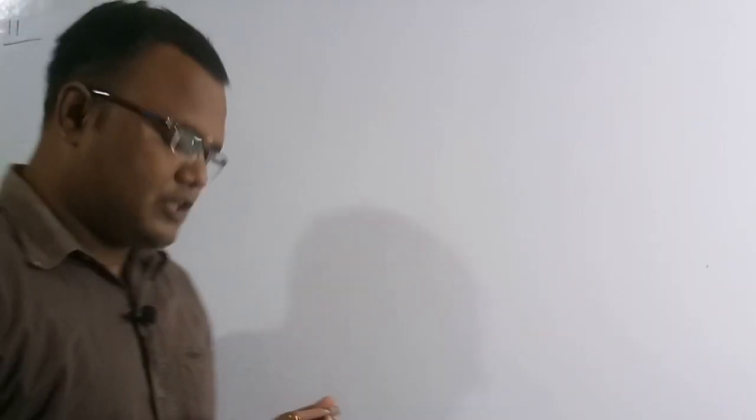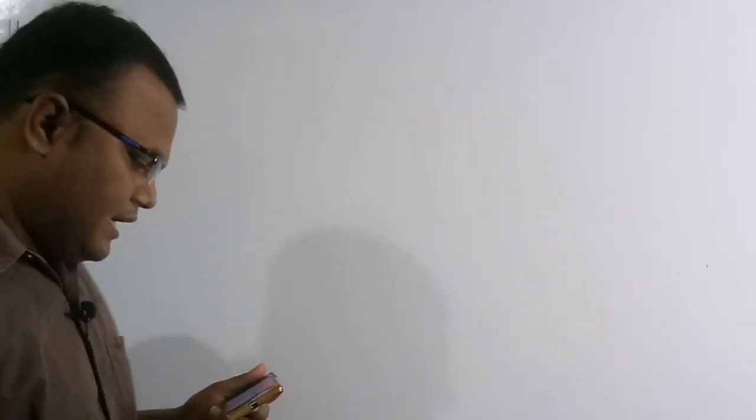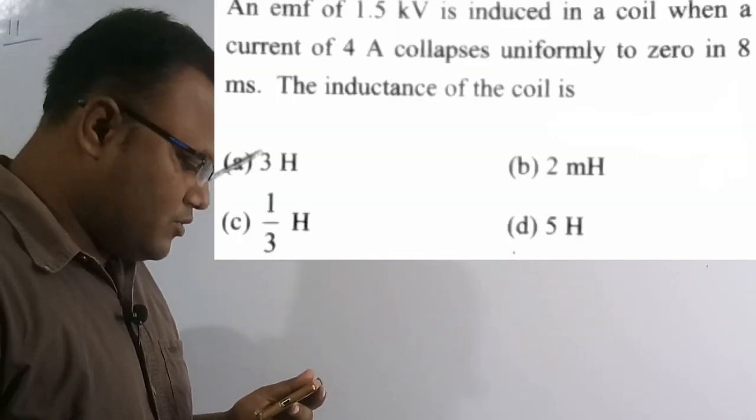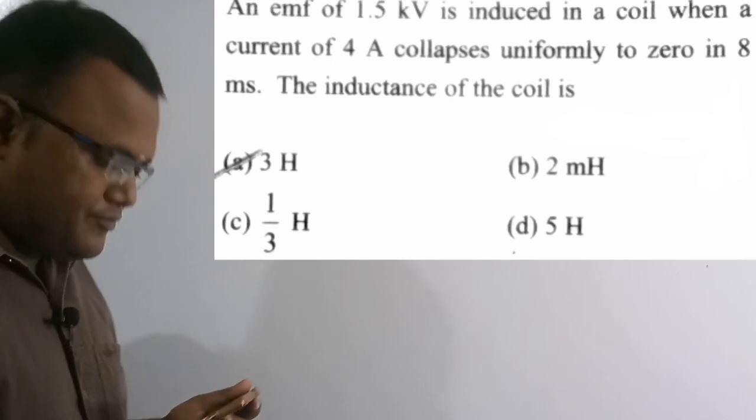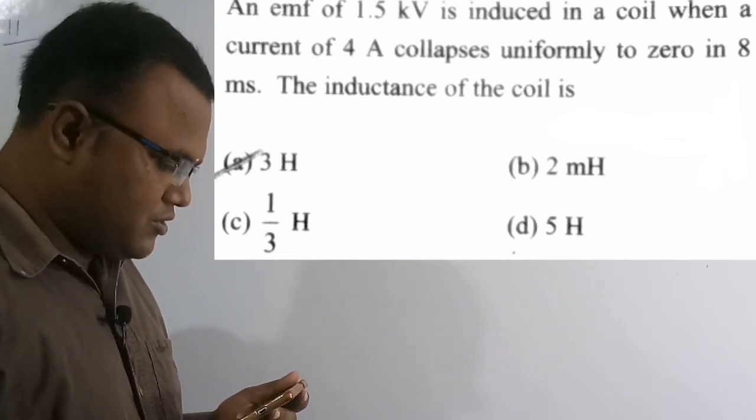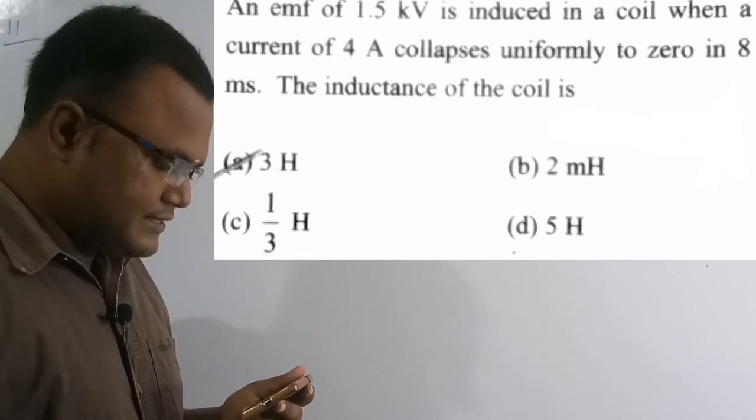So let's get started. Now we are going to solve the 11th question. See the question here. An EMF of 1.5 kilovolt is induced in the coil when a current of 4 ampere collapses uniformly to 0 in 8 milliseconds. The inductance of the coil is.